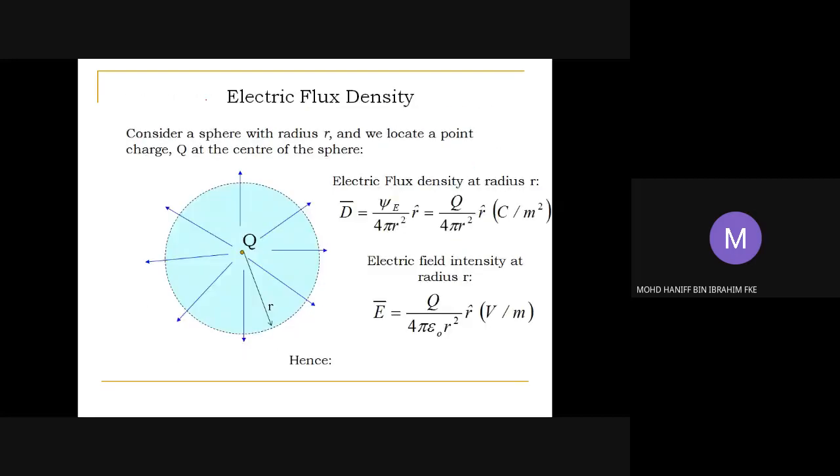So we need to start with the flux density concept, which is a continuation from our understanding in the previous slide. Imagine that we again use a point charge as our reference. Assume that we have a point charge Q here. A point charge Q is located somewhere inside this particular surface.